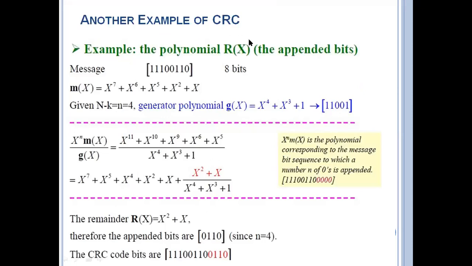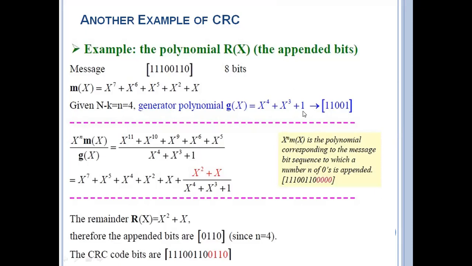So this is another example for CRC check. The message is this 8-bit. How do we have to write it? X power 0 is 0, so no need to write 1, and x power 1 is x square. X power 3 is 0, so no need to write. X power 4 is 0, so no need to write. And x power 5 plus x power 6 plus x power 7 is m of x, the polynomial equation.